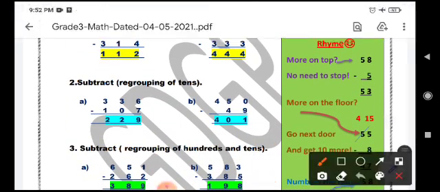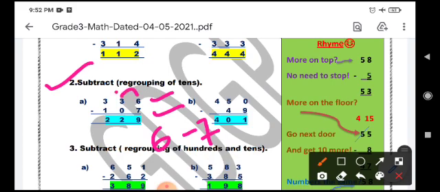Now in question 2, subtract regrouping of tens. See, in this question, I am having 6 as minuend and 7 as subtrahend. How will I take 7 out of 6? No, it is not possible. 6 is a smaller number. So what will we do? We have 3 tens here. We will borrow 1 ten from it. When we do it, it will get reduced to 2. It will be like 3 minus 1, that is 2.